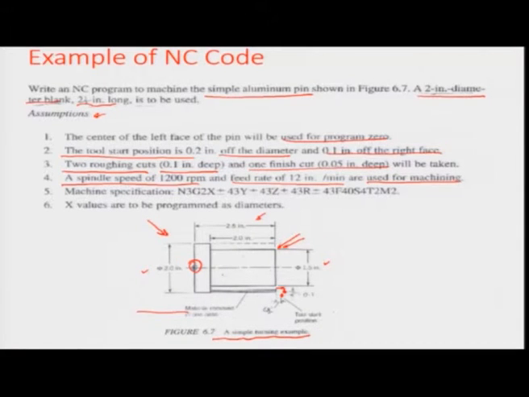And then finally, we know that the controller specification that is being defined here is N3G2X plus minus 43, y plus minus 43, z plus minus 43, r plus minus 43, f40, s4, t2, m2. So, this is how the controller is specified, and we want to program the x values mostly as diameters. So, whatever we will be mentioning would be automatically 2 folds. Okay.